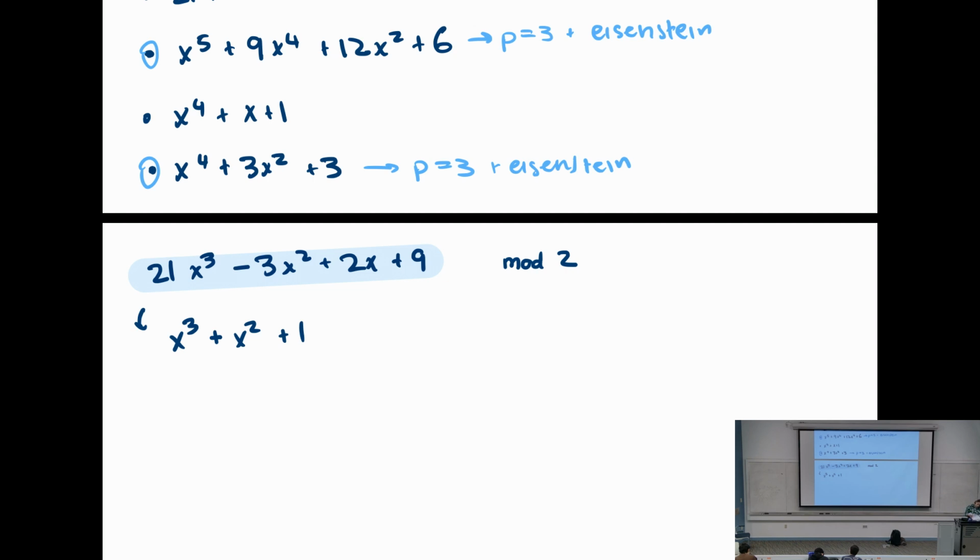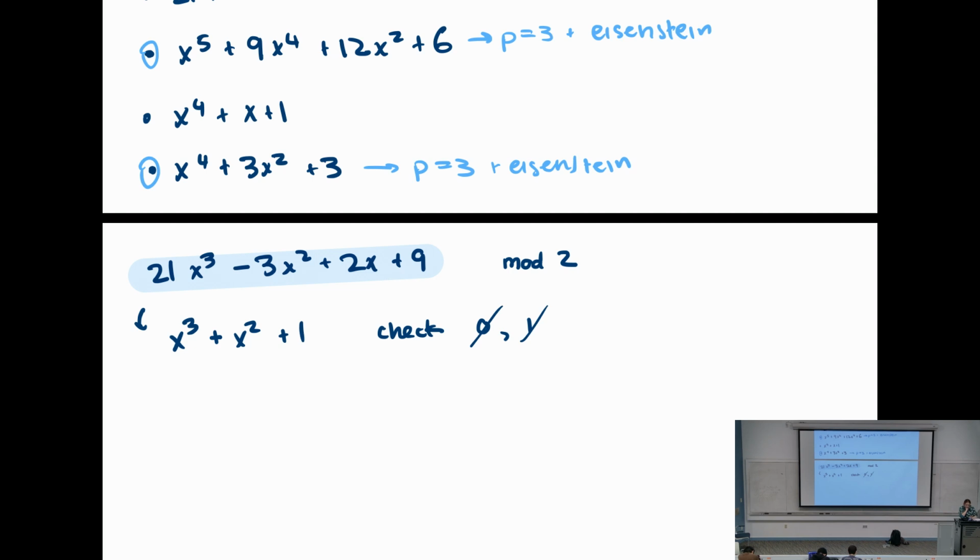I was wondering if we had already checked this for some reason. Okay, so now we can apply the earlier theorem, right? We can just check the roots because we have a polynomial of degree 3. So I'm just going to check for roots in the field. Oh no, 0 and 1 are not roots. So that's bad. That means I learned nothing from doing mod 2.